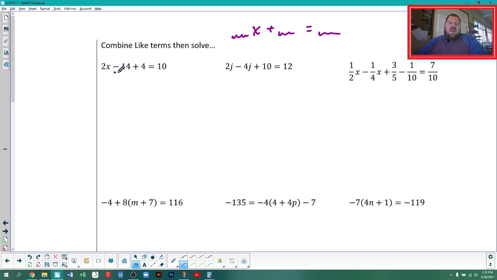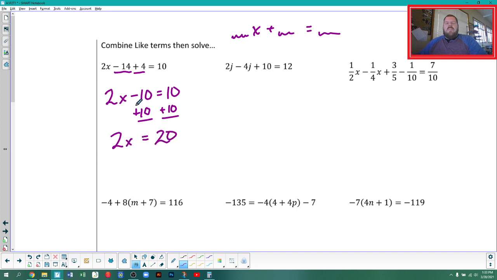So on this one, I have a -14 and a +4. I can combine those first and say 2x, that's going to be a negative 10 equals 10. Now it's like a problem I've seen before. It's a pretty straightforward two-step equation. I'm going to add 10 to both sides. And I get 2x is equal to 20, because they cancel out over here, and 10 plus 10 is 20. Then I'm going to divide by 2. Divide by 2. x is equal to 10.